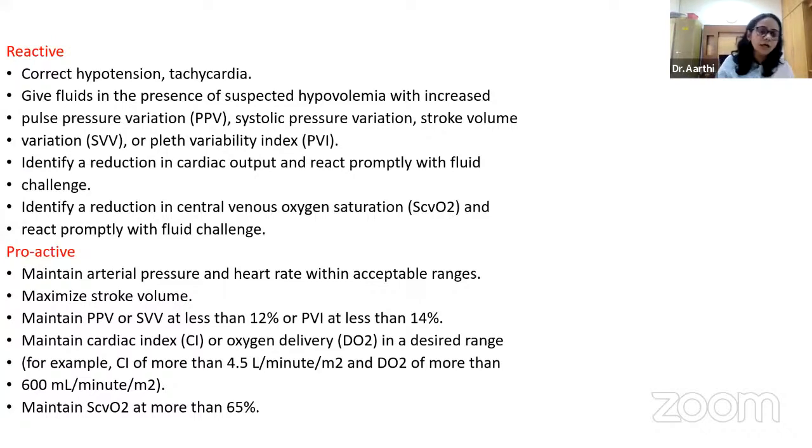proactive management would be to maintain an adequate arterial blood pressure with a MAP of more than or equal to 65 to maximize the stroke volume, and to maintain the pulse pressure variation between the 12 to 14% range, and using invasive hemodynamic monitoring to maintain the cardiac index of around 4.5 liters per minute per meter square, and maintain central venous saturations of more than 65. This has to be implemented during the perioperative period, postoperative period, as well as in all critically ill patients. Thank you.